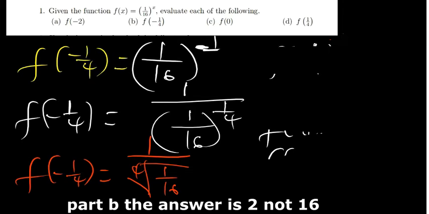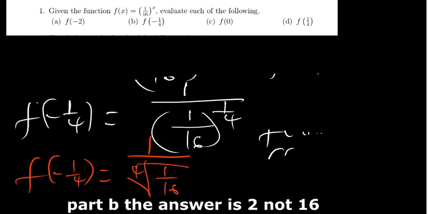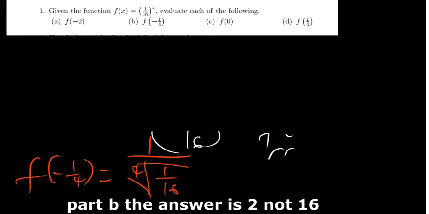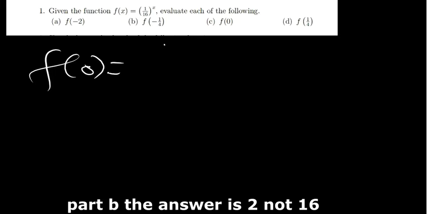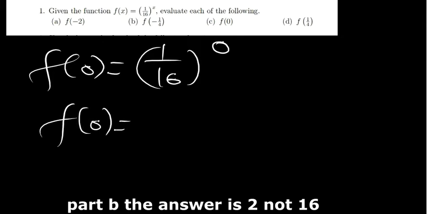Now let's go to part C. Part C, they want us to find f of 0. So f of 0, where there is x, we put 0. If I put 0 here, I can see that any number to the power 0 is 1. So my overall answer is going to be 1 for part C.